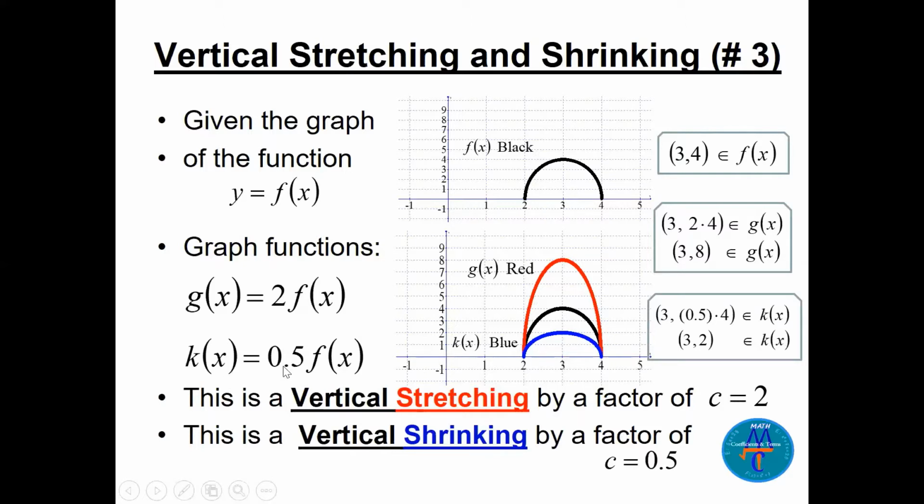k of x, now 0.5 times f. f is the black. If you multiply by a number less than 1, 0.5, see, it will be vertical shrinking. So it will be lower. Stretching, it will be higher. From this 4 here, if you multiply it by half, it will be at 2. So this is the blue one. Blue is shrinking down here, and this one, the red, is the vertical stretching.